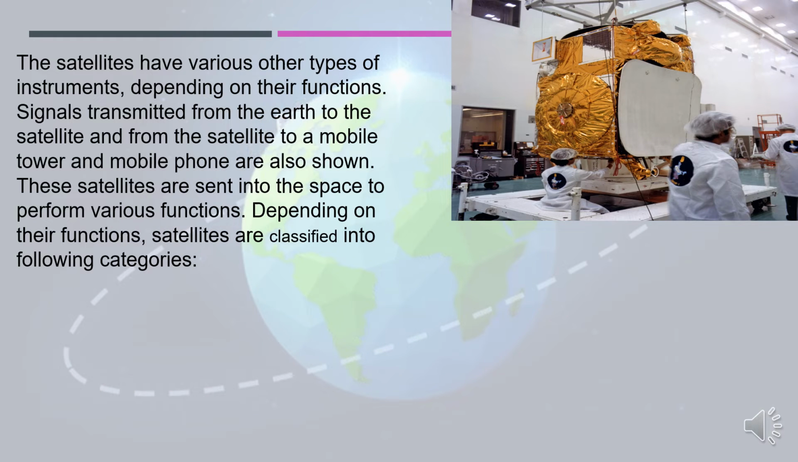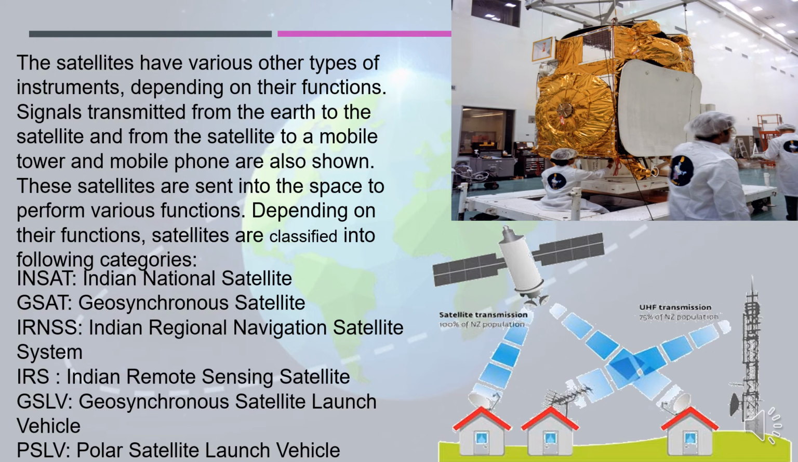ठीक है, अगर signals transmit करने वाली होगी वो satellite तो उसके अंदर signals के लिए अलग से एक जगह बनाई जाती है और इंस्ट्रूमेंट्स डाले जाते हैं. So signals are transmitted from the earth to the satellite and from the satellite to a mobile tower. Like in this picture you can see these satellites are sent into the space to perform various functions. Depending on their function, satellites are classified into following categories.